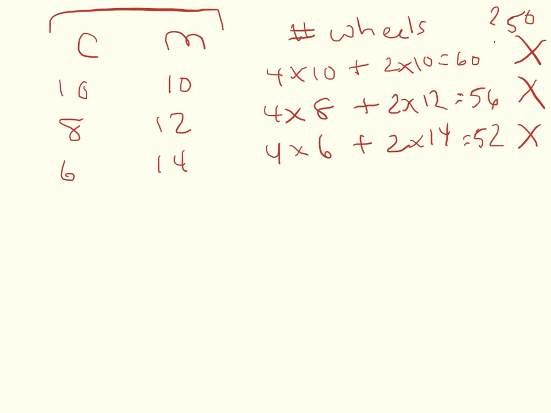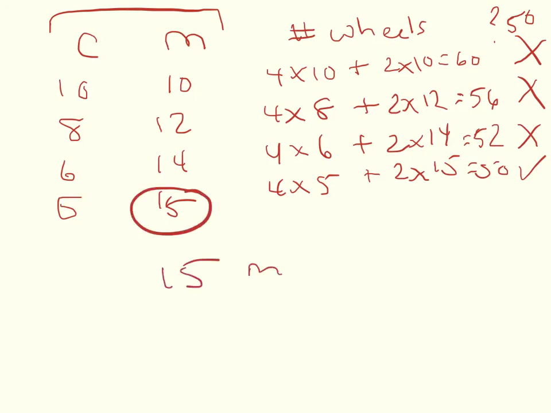You can notice that as I bump the cars down by 2, the number of wheels goes down by 4. So I need to go down 2 more. So I'm only going to go down by 1 this time. I'm going to try 5 and 15. And I do 4 times 5 and 2 times 15. And I have 20 plus 30, which is 50. And yes, that's 50 wheels. And then the question is, how many motorcycles are there? So there are 15 motorcycles. And that's it.